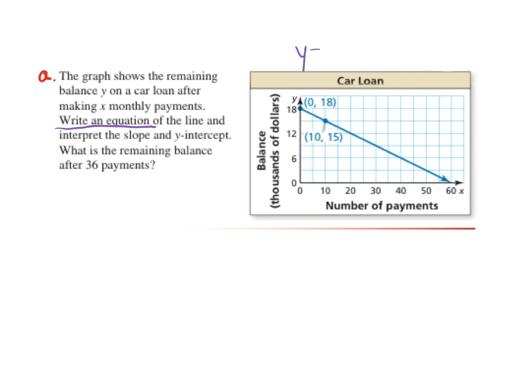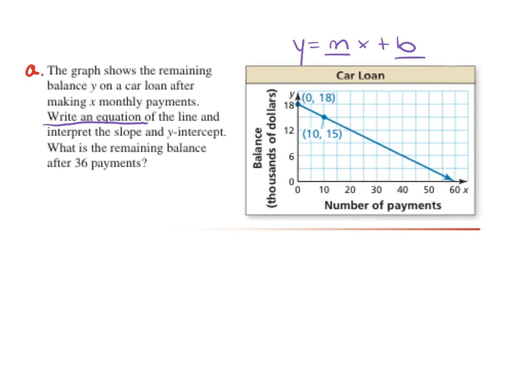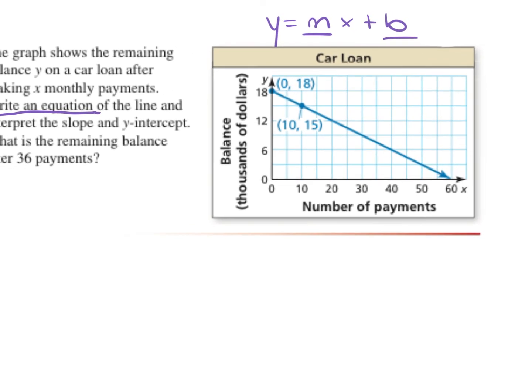So my equation can be in slope-intercept form, so y equals mx plus b. So I need my slope and my intercept. How do I find my slope here? Rise over run, or I could use the formula, y2 minus y1 over x2 minus x1.